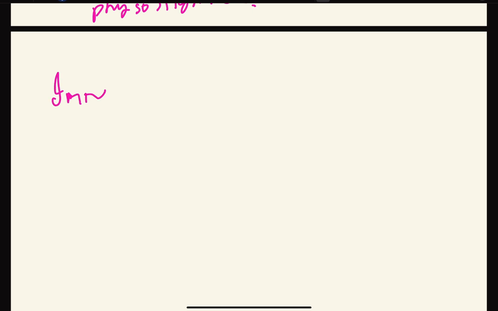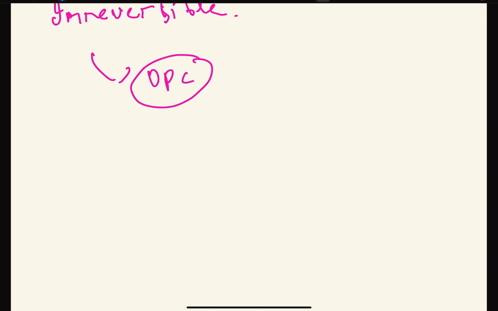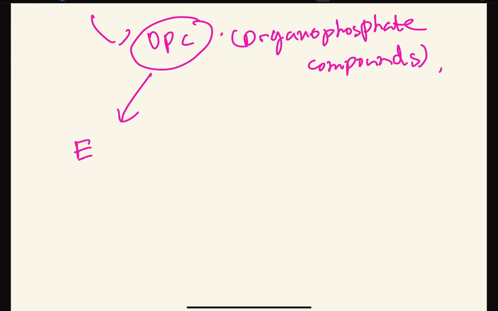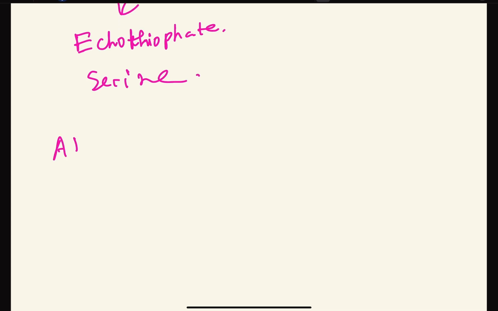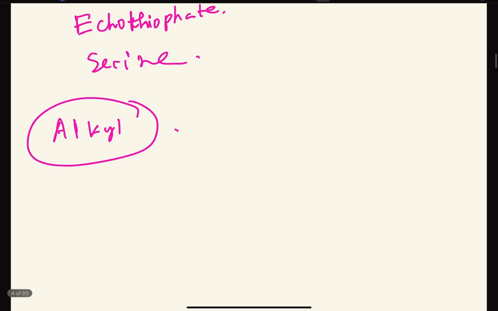In irreversibly acting cholinergic agonists, we have the compounds called OPC compounds, or organophosphate compounds. Among the organophosphate compounds is ecothiopate. They bind with the acetylcholinesterase irreversibly at serine, and these organophosphate compounds have something called an alkyl group.